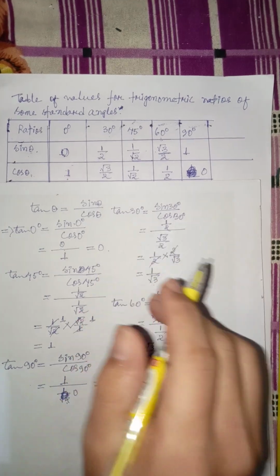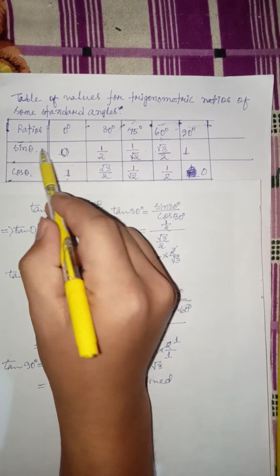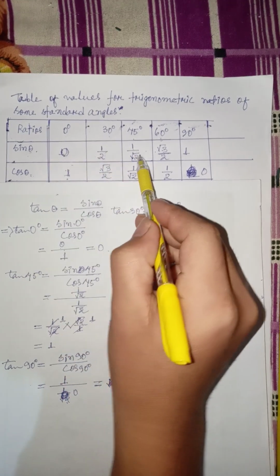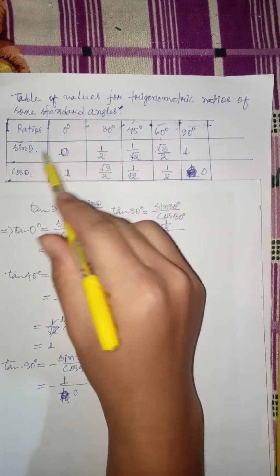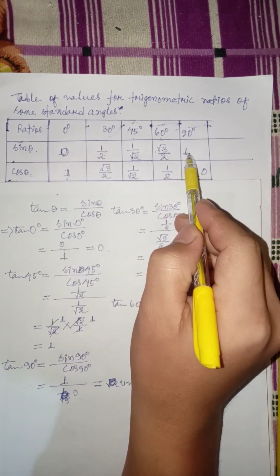The first thing that we have is sine theta. Sine 0 degree is 0, sine 30 is 1 by 2 or half, sine 45 is 1 by root 2, sine 60 is root 3 by 2, and sine 90 degree is 1.